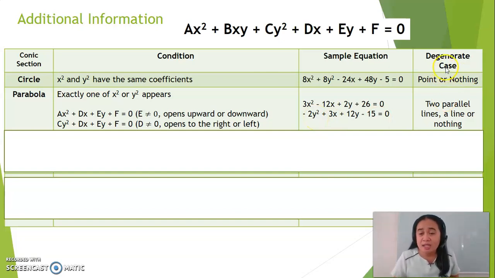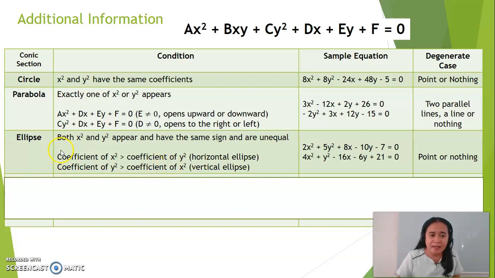Your degenerate case here could be two parallel lines, or a line, or simply nothing, an empty set. For an ellipse, both x squared and y squared will appear. The only difference is that they have the same sign, but they are unequal. So just like this, 2x squared plus 5y squared, or it could be 4x squared and y squared. The degenerate case here is a point or an empty set.